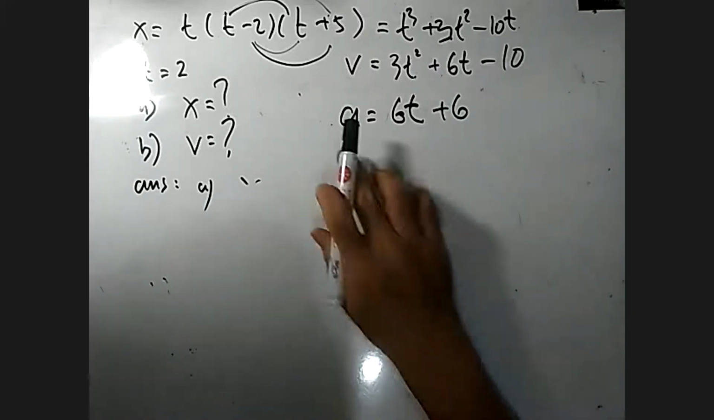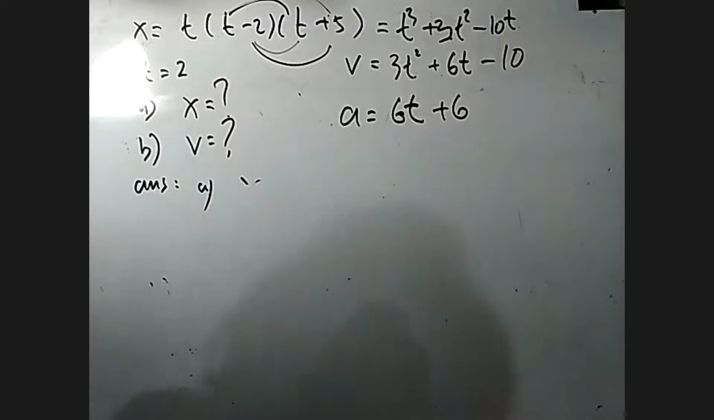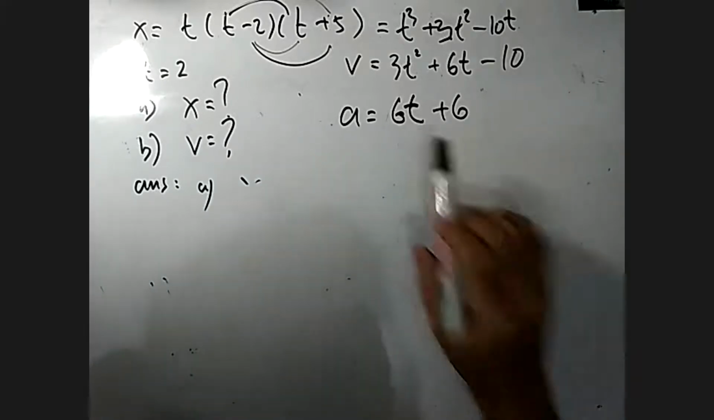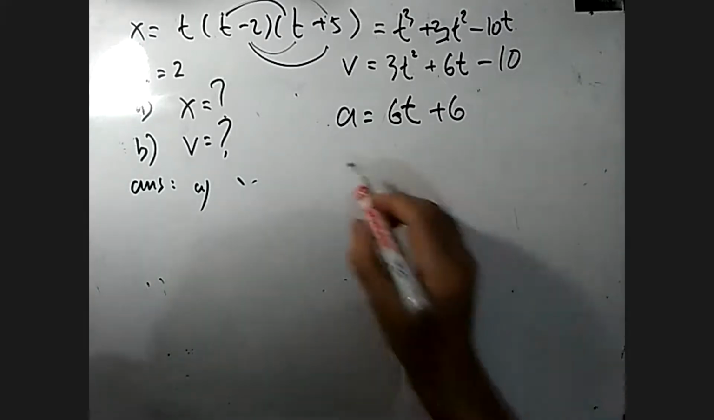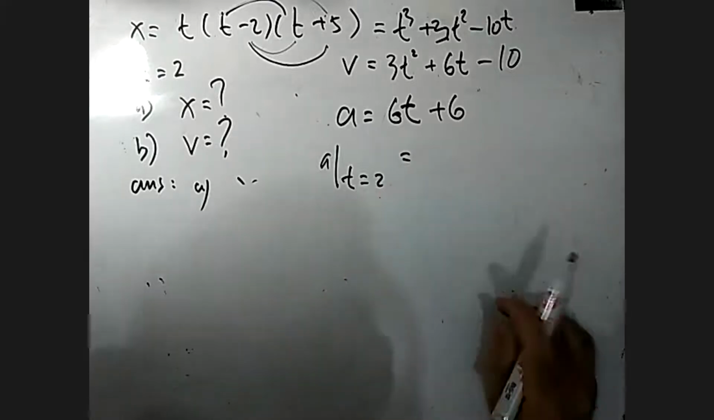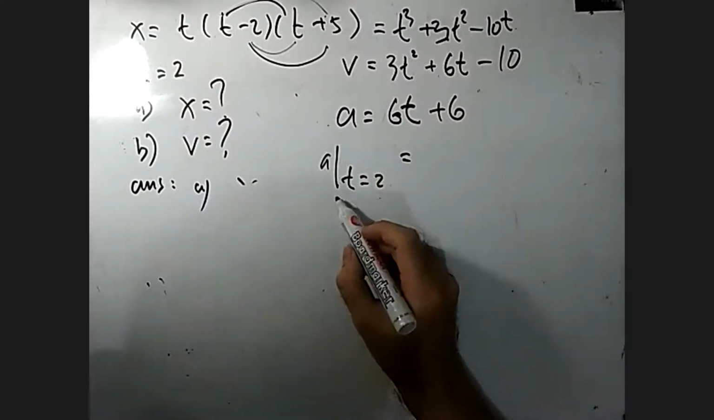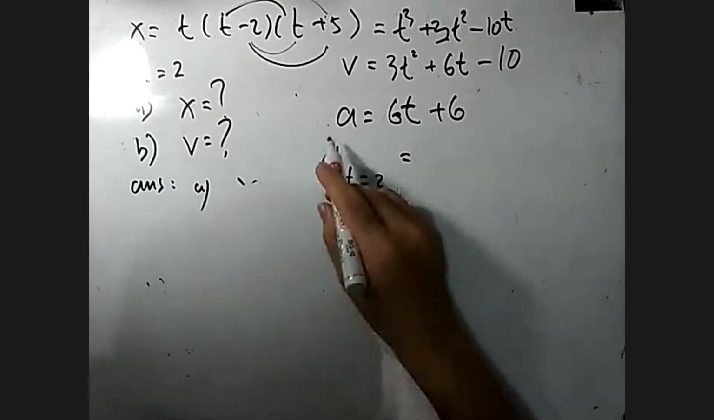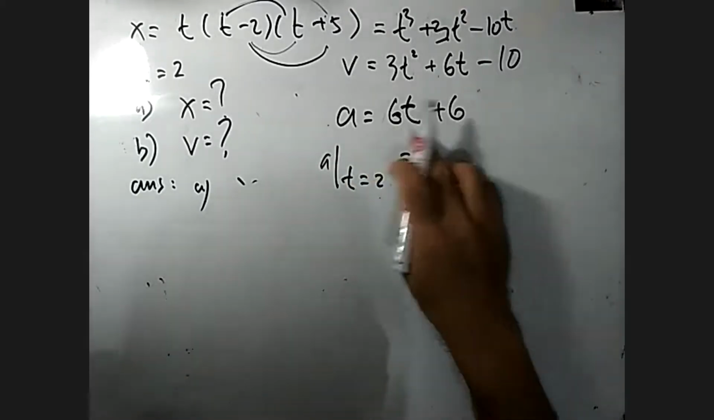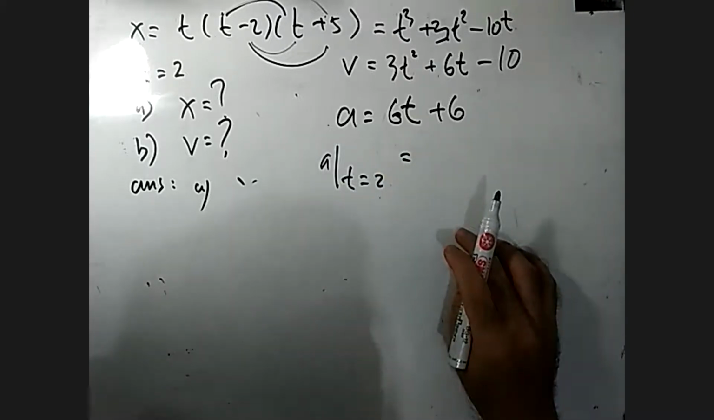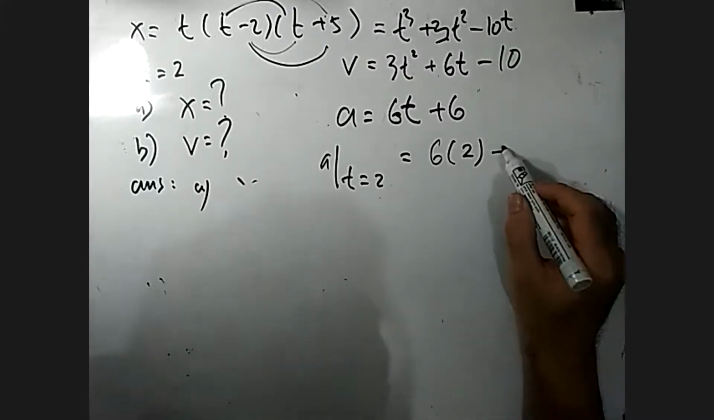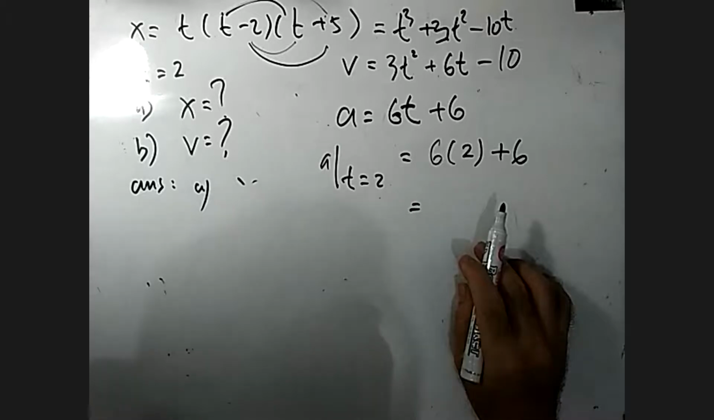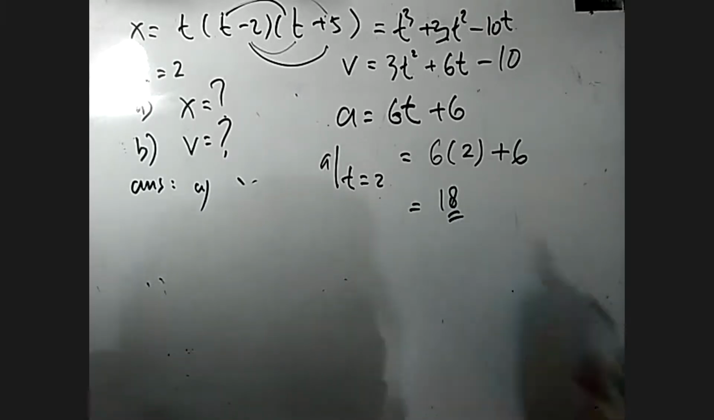Now, this is the formula for acceleration. It's still containing t for time. So the next step, we just need to put the time there. Patricia, put A when t equals 2. The vertical line here reads "when". When t equals 2, it means you're going to put the 2 in the formula. So like 6 multiplied by 2. Then the result is 18. Okay. That's it. Any question?